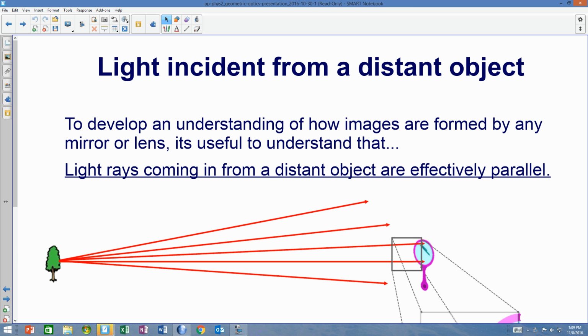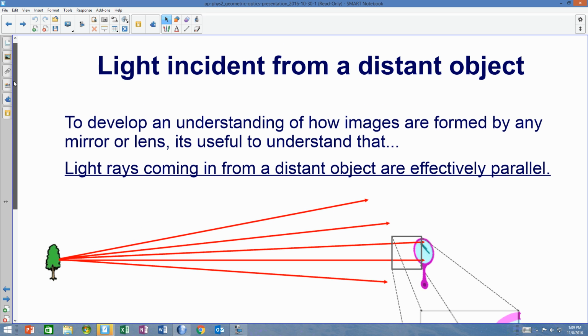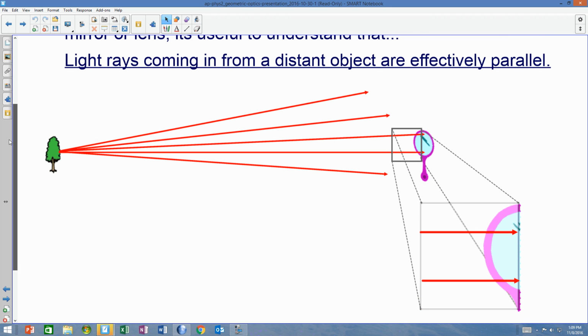To develop an understanding of how images are formed by any lens or mirror, it's useful to understand that those light rays coming in from a distant object can appear to be effectively parallel. As you can see, with a very distant object, the rays are coming out, but look at what's actually hitting the mirror. They appear to be parallel to one another. So the farther away you are from an object you're trying to form an image of, the more parallel those rays appear to the optic.